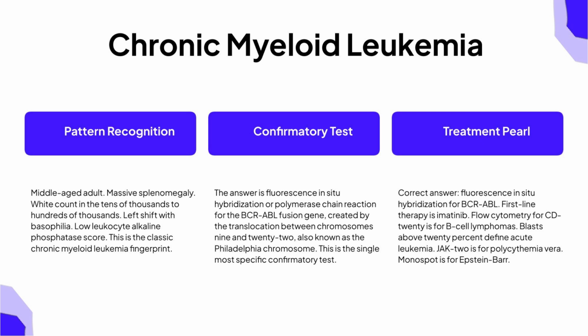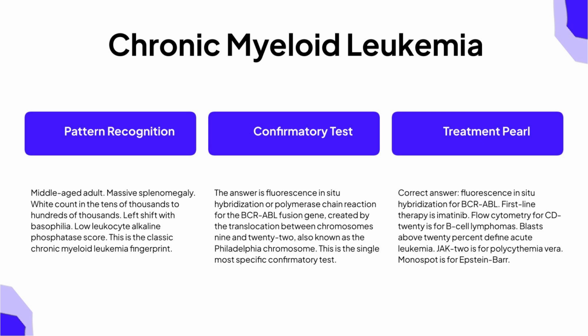The answer is fluorescence in situ hybridization or polymerase chain reaction for the BCR-ABL fusion gene. That fusion gene comes from the translocation between chromosomes 9 and 22, also known as the Philadelphia chromosome. First-line treatment is imatinib, a tyrosine kinase inhibitor.